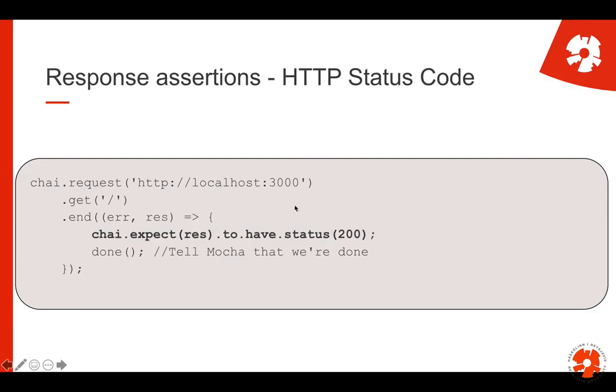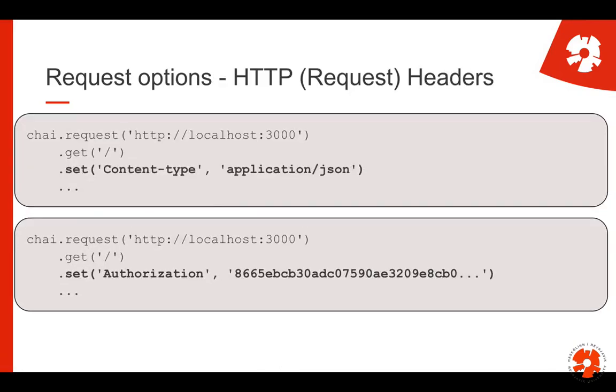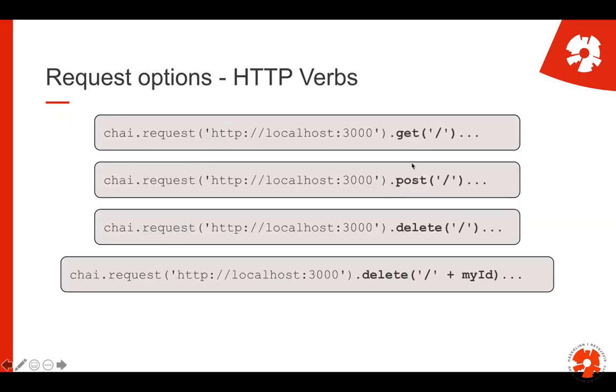We can check the status code. We have already checked that. We can check the headers. We can check the body to have specific methods. Whatever comes back here is just a JavaScript object, so we can test different things on that. Let's look a bit at the different options we have. Maybe we start with the actual headers and the different verbs.